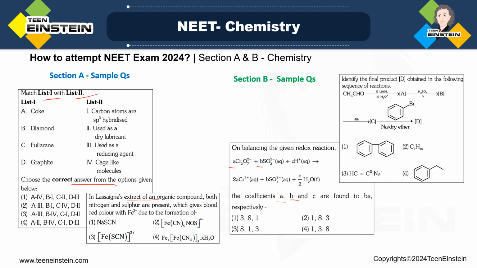Then one more question from section B. Identify the final product D. Before reaching the final product, you have to know that from CH3CHO what is A, and after the different reagents mentioned on the arrow, what is B, then what is C, and only then can you understand what D will be. So before reaching the answer D, you have to know what A, B and C are. You just have to follow 3 to 4 steps, and then you can reach D.